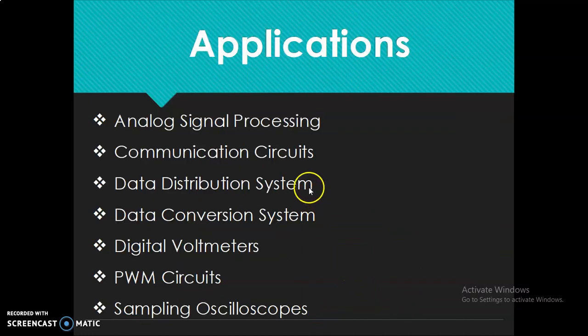These are the applications of sample and hold circuit: analog signal processing, communication circuits, data distribution systems, data conversion systems, digital voltmeters, pulse width modulation circuits, sampling oscilloscopes.